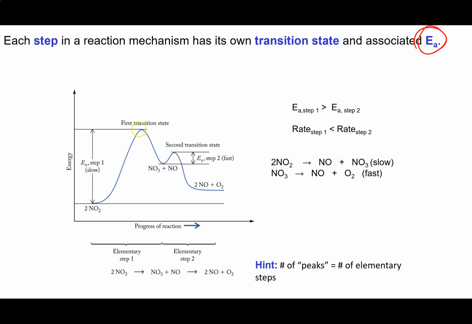And I can see that the activation energy for step 1 is a lot bigger than the activation energy for step 2. And so that tells me that step 1 is going to be fairly slow and step 2 is going to be fairly quick. Now this isn't an unusual situation, to have one step being a lot slower than the others.